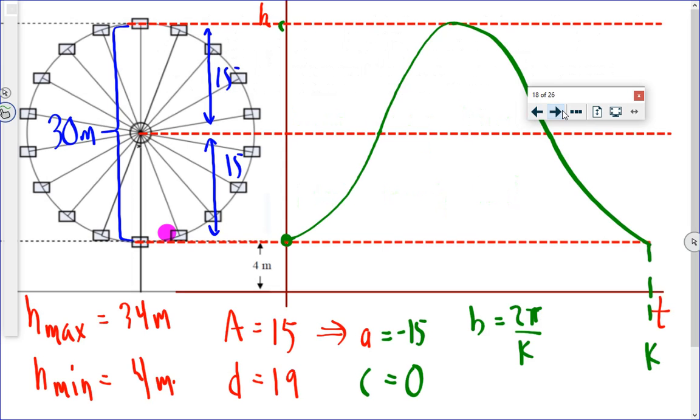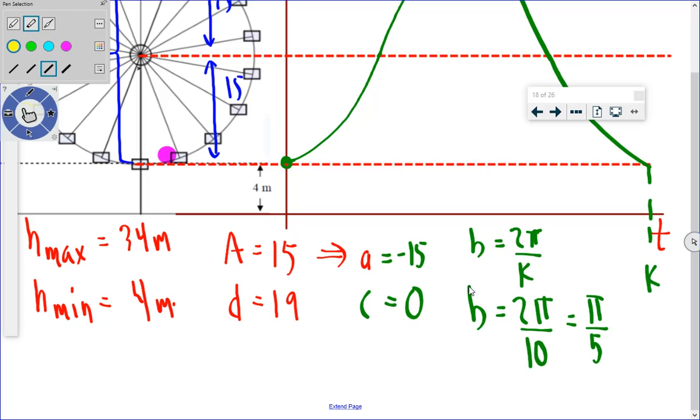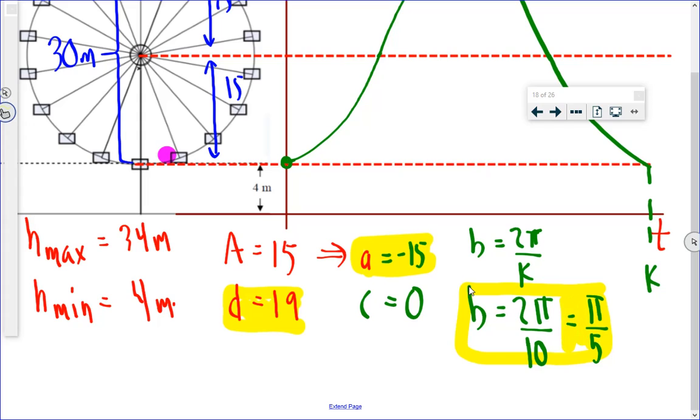So what we can do now is find out what B is. B is 2 pi over the period, which is 10. That simplifies to pi over 5. So we are going to take A equals negative 15, D equals 19, and B equals pi over 5, and put them into our equation. I suppose we can use C equals 0 too.